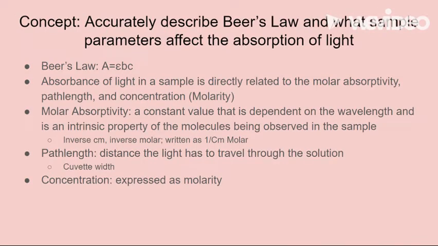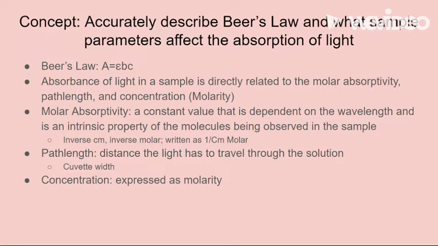The fourth concept is accurately describe Beer's law and what sample parameters affect the absorption of light. The equation for Beer's law is listed on the slide. Beer's law states that absorbance of light in a sample is directly related to the molar absorptivity, path length, and concentration in molarity. The epsilon in the equation represents molar absorptivity, which is a constant value dependent on the wavelength and is an intrinsic property of the molecules being observed in the sample.